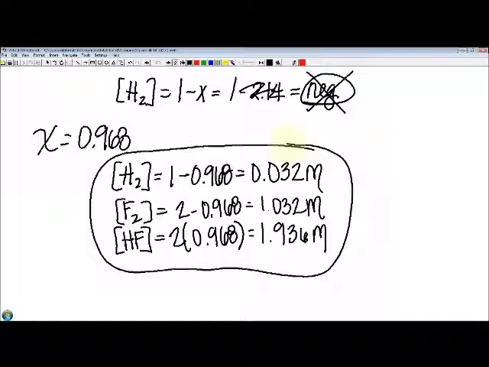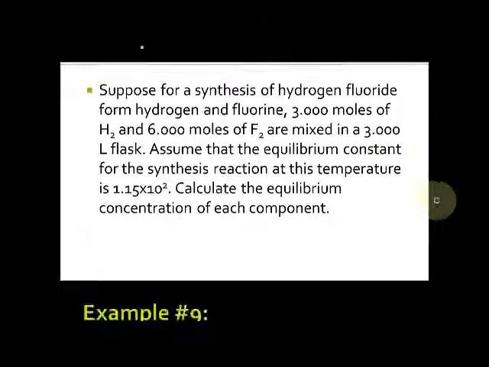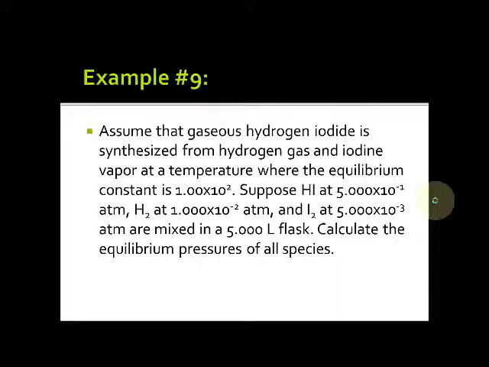On example 9, we also have to use the quadratic formula. So this is just showing you how you can use those. For example 9, it's going to be a little different where we're using the pressures instead. We can do the same exact thing with the pressures, okay?